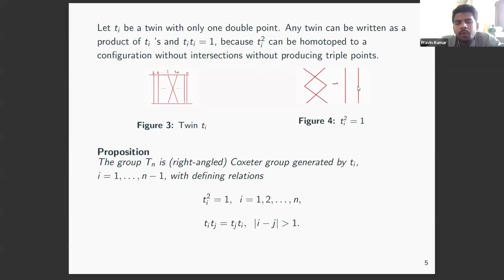Cohen proved that this group Tn, which forms a right-angled Coxeter group, has the following presentation. It is generated by the Ti's, each of them an involution, with two defining relations. One says Ti squared is trivial, that is the involution relation, and the second says far commutativity: if the indices are far apart, they commute.